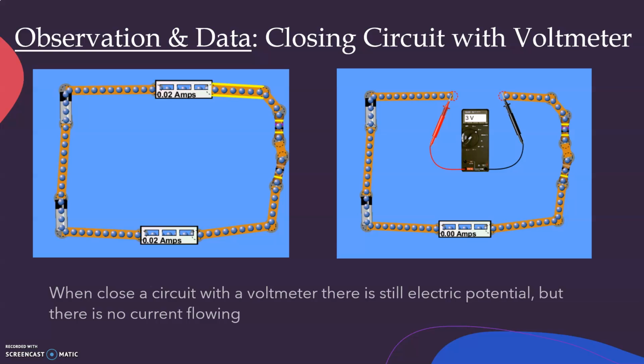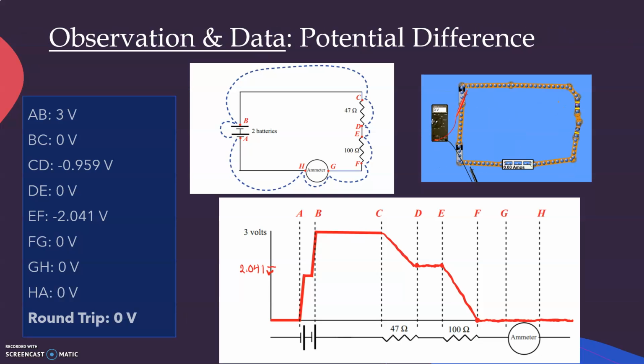Then I closed the circuit with a voltmeter, and the change in potential was 3 volts, but the current was no longer flowing since the voltmeter had so much resistance in it. So there was still electric potential, but there was no current flowing.